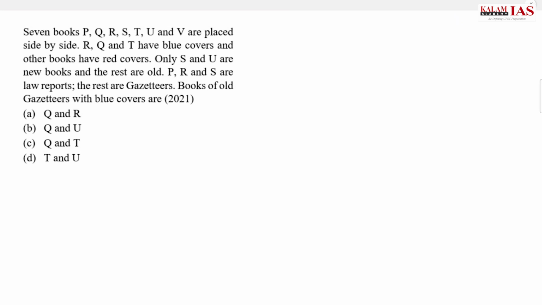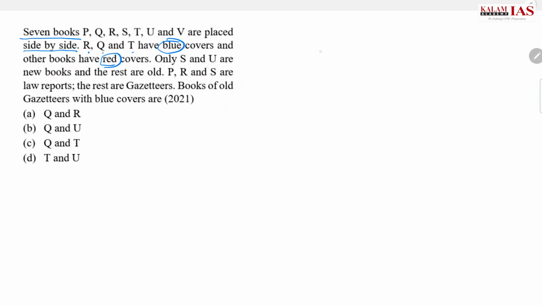In this question, it is given 7 books, P, Q, R, S, T, U, V, are placed side by side. R, Q and T have blue covers and other books have red covers. So there are 7 books. R, Q, T have blue covers and other books have red colors.